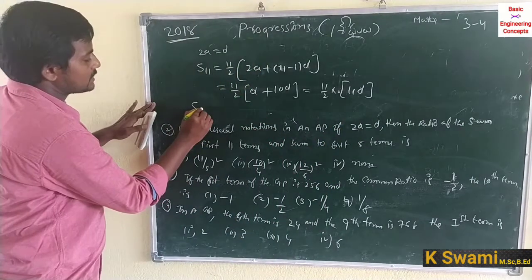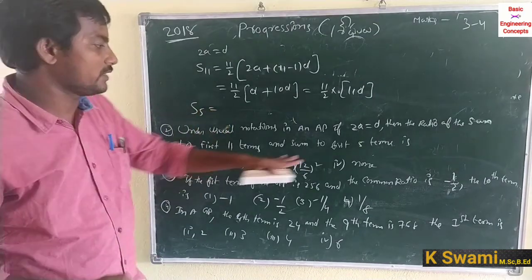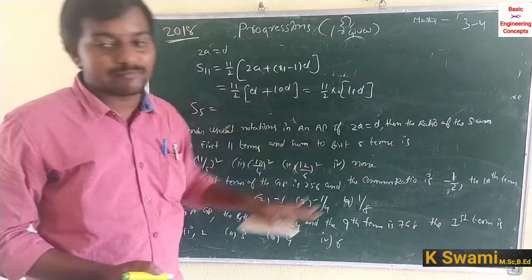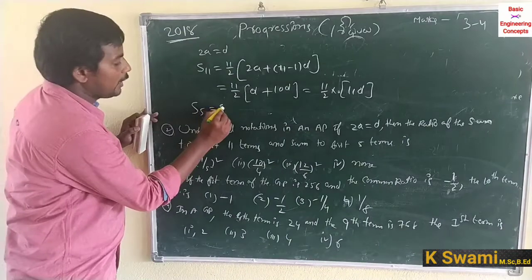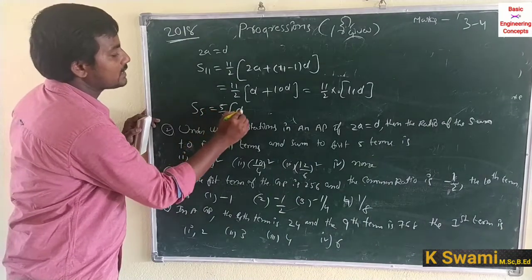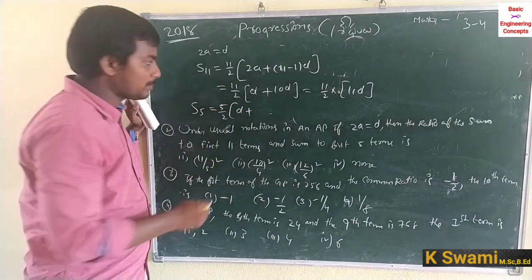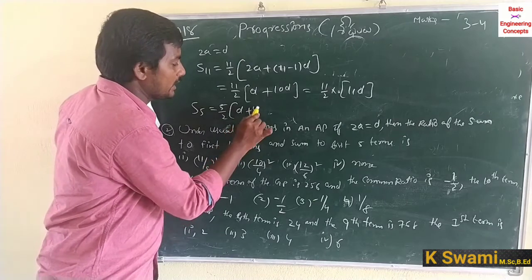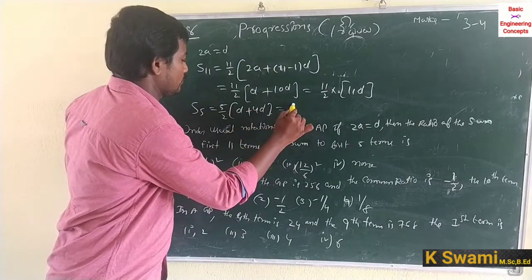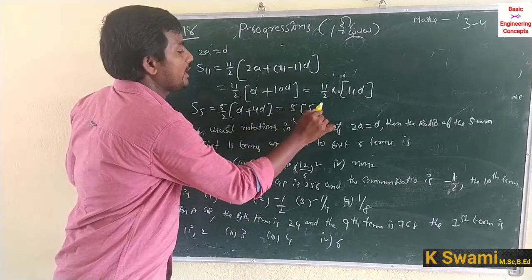And the other, S5 is equal to the sum of the first 5 terms, which is 5 by 2 into 2A, means D, plus 5 minus 1 into D, 4D. That is equal to 5 into 5D by 2.